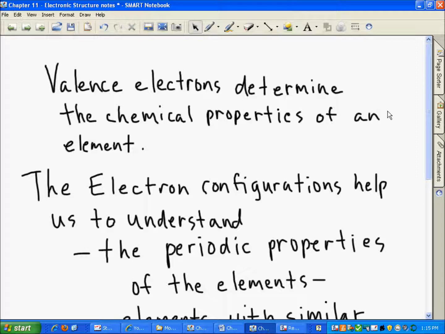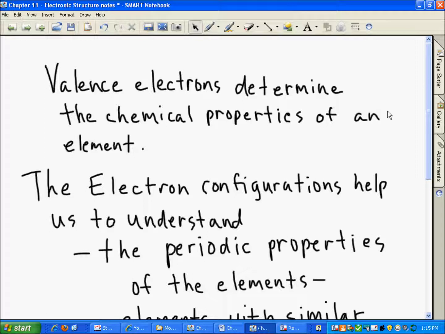And the valence electrons are kind of like the bumpers in that sense that the inner electrons are shielded. So the inner electrons inside the valence electrons can't run into each other. It's the valence electrons that run into each other. So it's the valence electrons that determine the properties of an element.